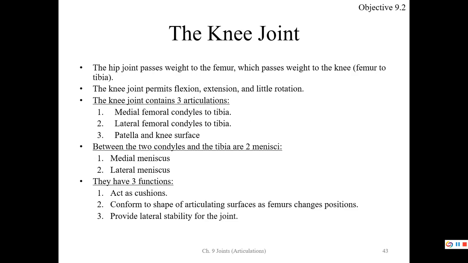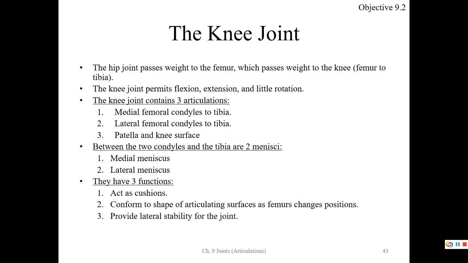Okay. Now, in the knee, one of the things that happens is your hip passes all the weight down the femur, passes it to the knee, and basically down the leg, down to the tibia. So there's a lot of weight being passed down there. Now, the knee joint does flexion and extension, but there's a minor amount of rotation that happens, and it's kind of important to talk about, but not important enough to dictate that it's anything other than monaxial.